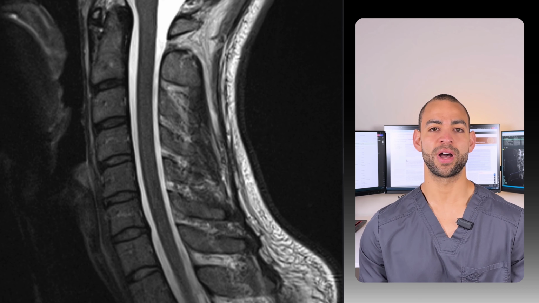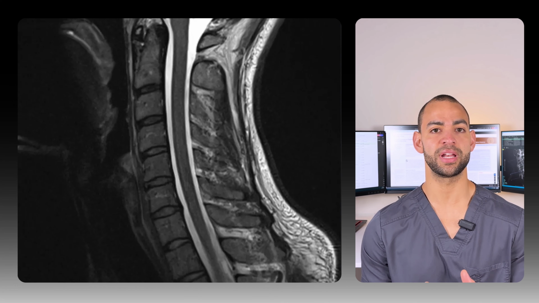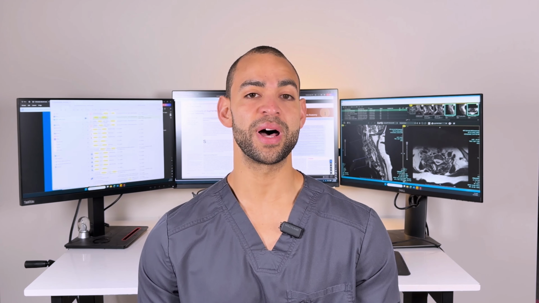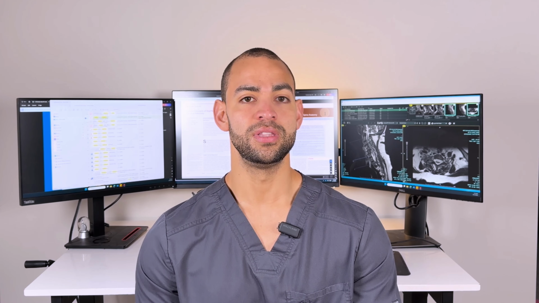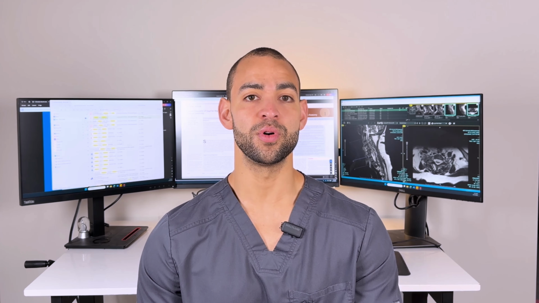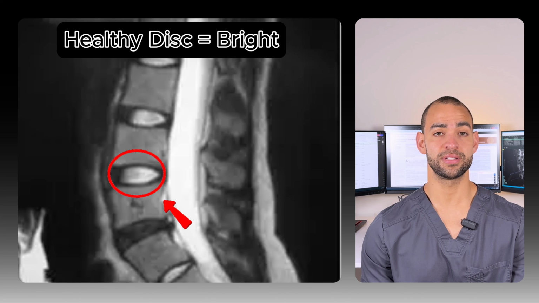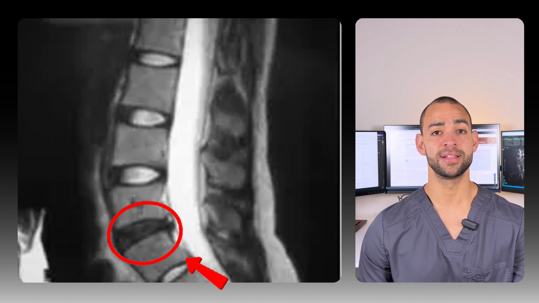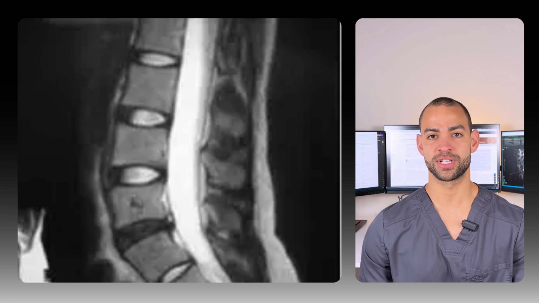When you see that bright white cushion around the cord, that's a good sign, which means that the spinal cord has plenty of space. The levels that are most commonly problematic in the cervical spine are C4-5, C5-6, and C6-7. These are the workhorses. They carry the most load, so they tend to degenerate faster. A healthy disc on MRI looks bright in the center, good water content, good height. A degenerated disc looks dark and flat. That's called disc desiccation. It's essentially the disc drying out over time.